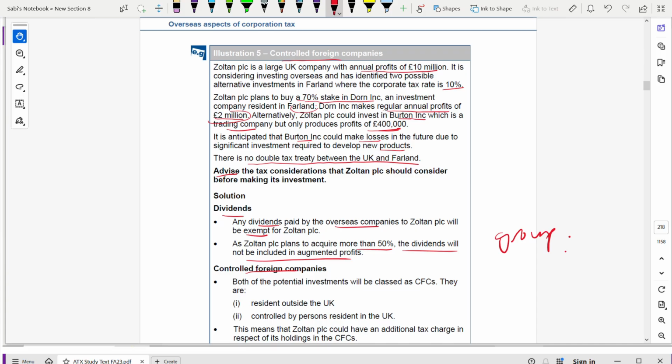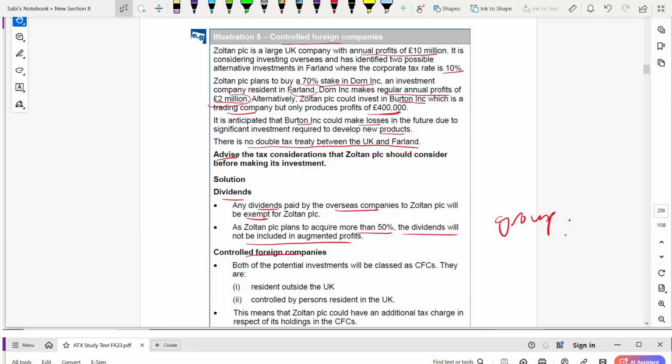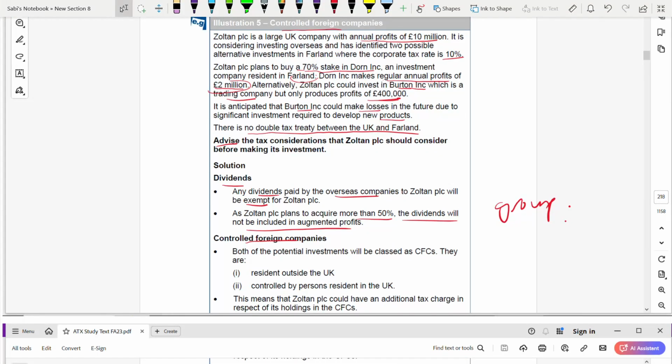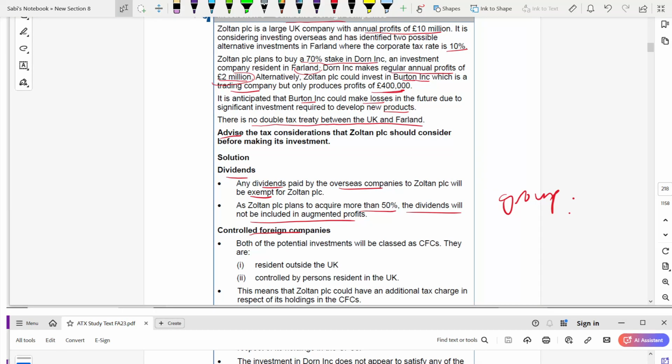So now, CFC. If you see, these investments, one is 70% investment, the other one is buying in Burton, which is a trading company having a profit. So if you see, both of these investments will be classified as CFC. Why? First, you have to identify what it is classified as, number one. Number two, why. You have to answer why always. Why this, why this, why this. First, what it is, then why.